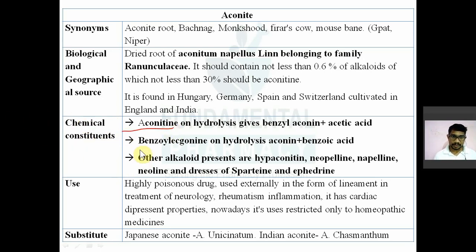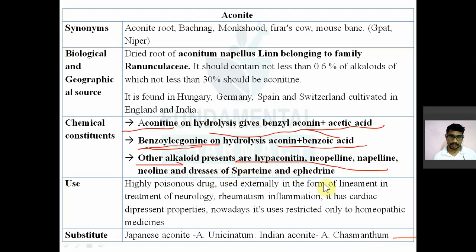One is benzoylaconine. Other alkaloids. ठीक है, other alkaloids. So aconitine is nothing but the main alkaloid present in the aconite. If you try to hydrolyze this aconitine, on hydrolysis it will give you benzylaconine plus acetic acid. Okay, this is the hydrolysis product of aconitine. Benzylaconine on hydrolysis will give you aconine plus benzoic acid. Other alkaloids of minor importance कौन से? Apoaconitine, neopelline, and napelline are less important alkaloids.